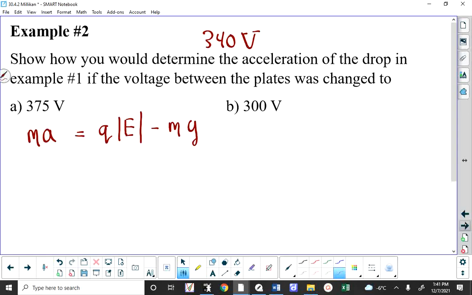We're not going to calculate this. It just says show how we would do it. If you now go back to when it was 340 volts and it's balanced, if I decrease the voltage to 300, that's going to shrink the electric force, making the electric force smaller than the required force to balance the drop, which means it's going to accelerate down, which means the gravitational force will be bigger than the electric force. So we subtract them in this order. Does that make sense?